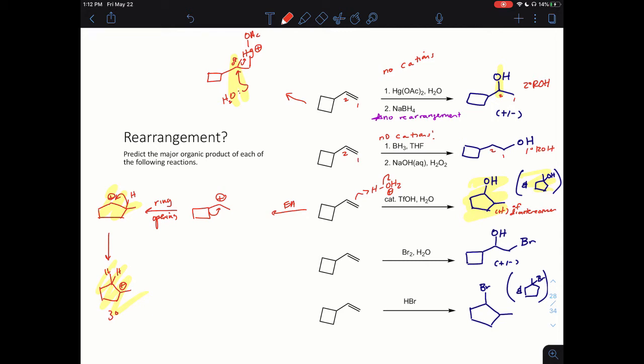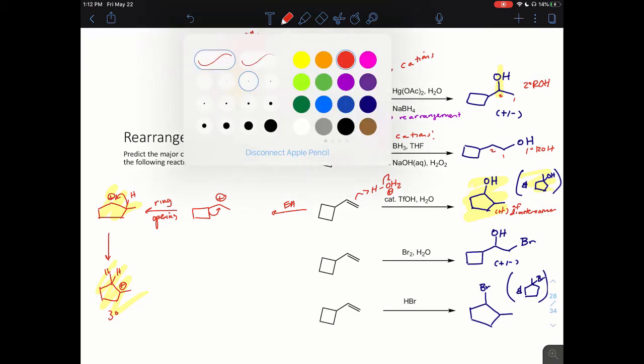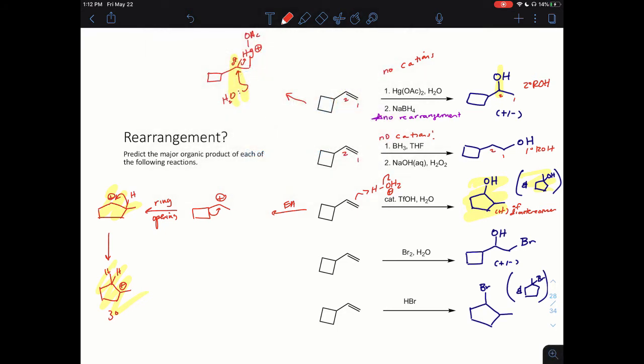All right, what a mess. Acid catalyzed hydration. Definitely cations, definitely rearrangement. Bummer. Next one, what's going on there?